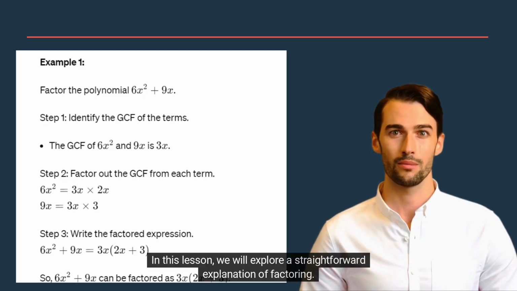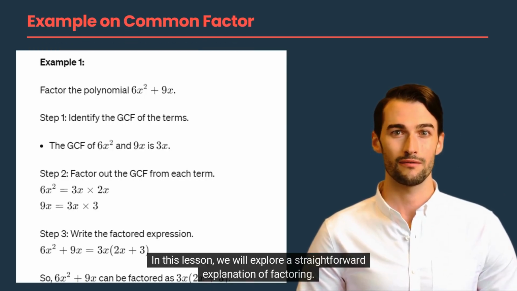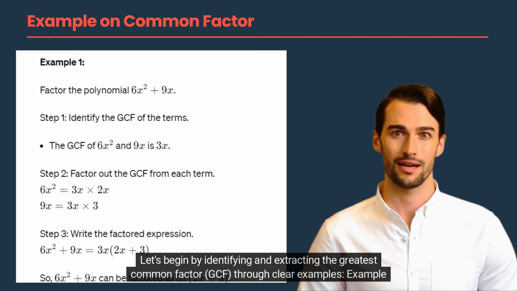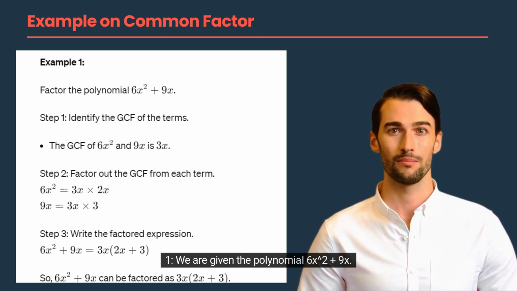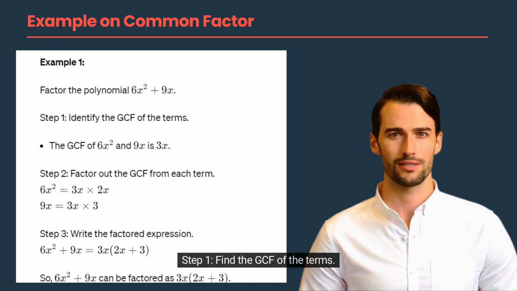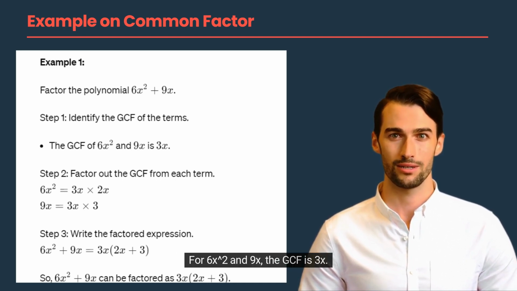In this lesson, we will explore a straightforward explanation of factoring. Let's begin by identifying and extracting the greatest common factor GCF through clear examples. Example 1. We are given the polynomial 6x² + 9x. Step 1. Find the GCF of the terms. For 6x² and 9x, the GCF is 3x.